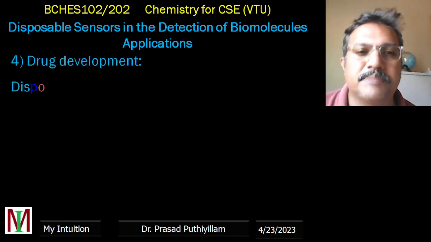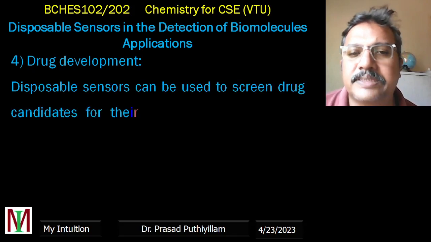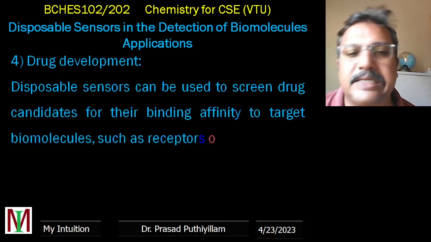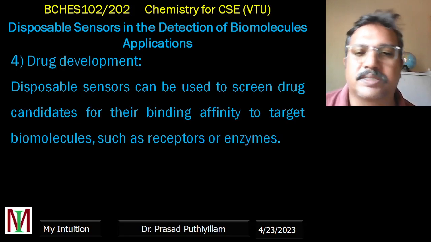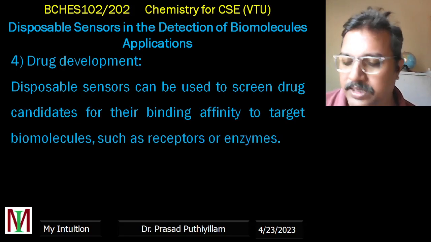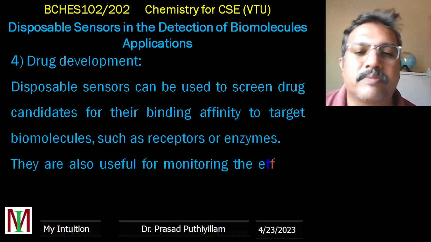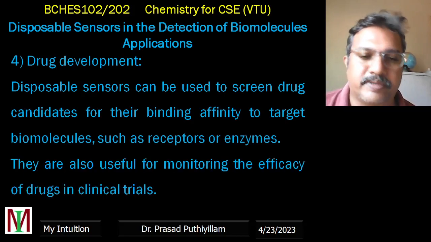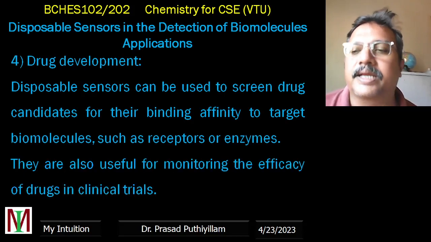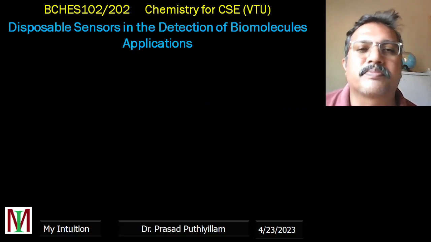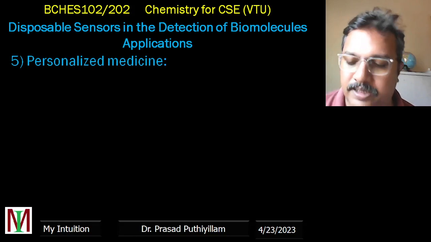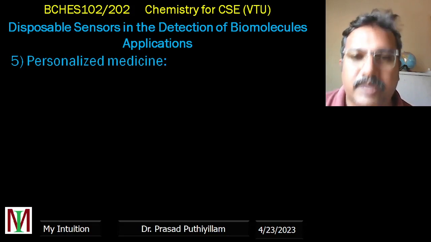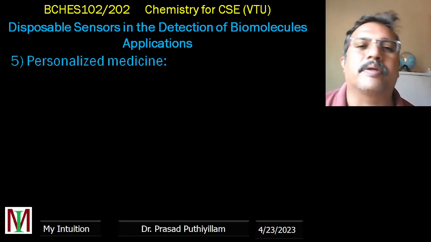Drug development: a disposable sensor can be used to screen drug candidates for their binding affinity to target biomolecules such as receptors or enzymes. They are very useful for monitoring the efficiency of drugs in clinical trials. So before using in clinical trials, it has to be detected whether it is in good working condition or not.